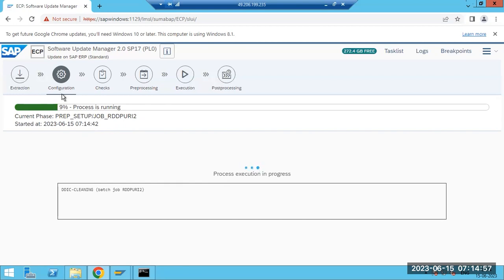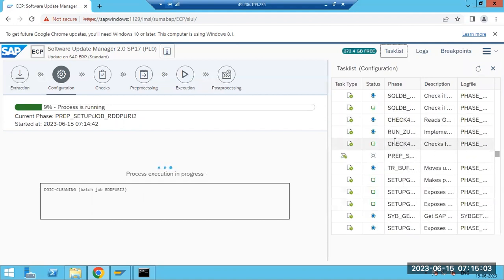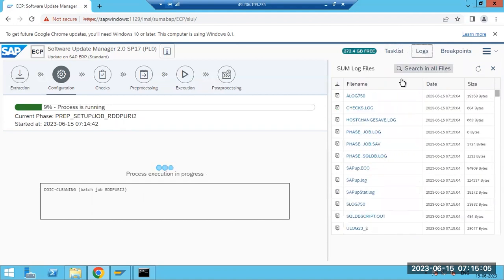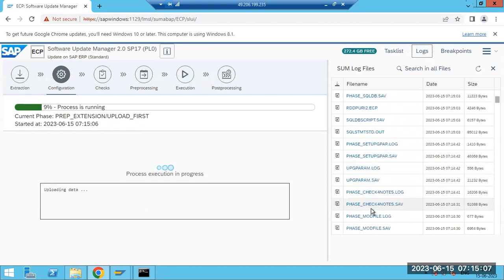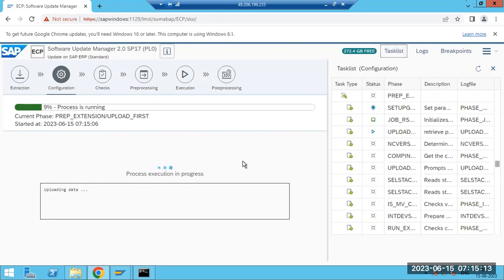See here in the previous step, it checked the SAP notes. The notes are already implemented. That's the reason the check is passed. Then it went to the next step here, upload fast steps.